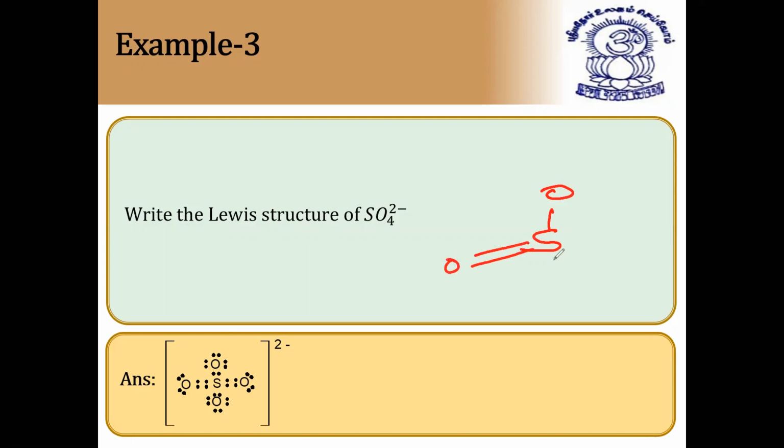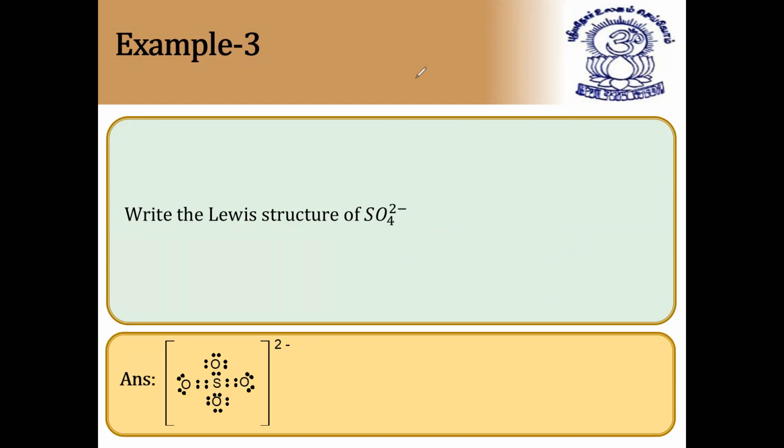So for SO4, this oxygen shares 2 electrons, this oxygen shares 2 electrons, and this oxygen also shares 2 electrons. So we have 3 double bonds and 1 single bond, and we keep a bracket and write 2 minus. So this is the structure of SO4 2 minus. Whenever they are sharing 2 electrons you get a double bond, and there you get a single bond. I hope it is clear.